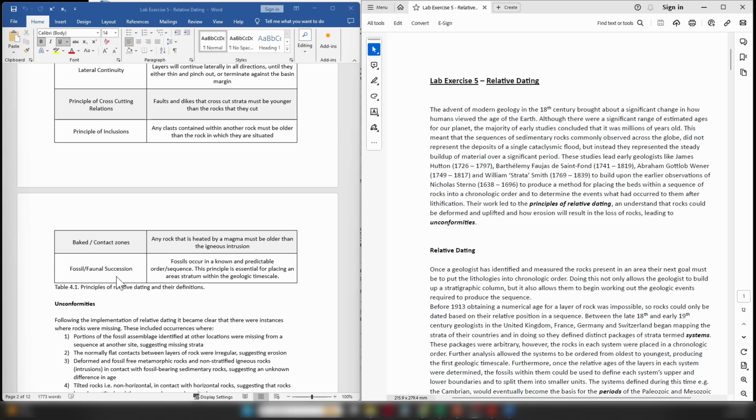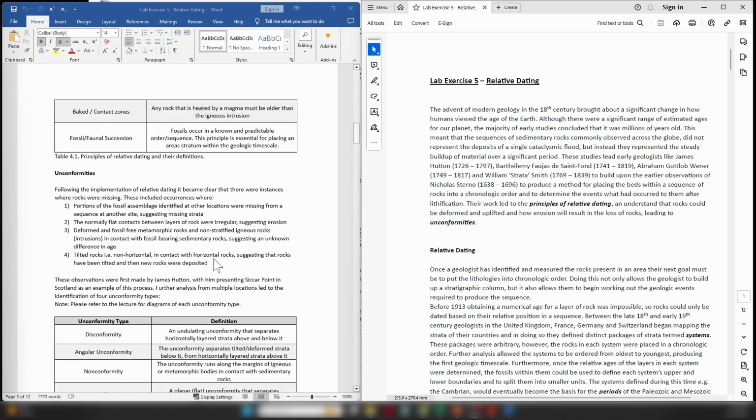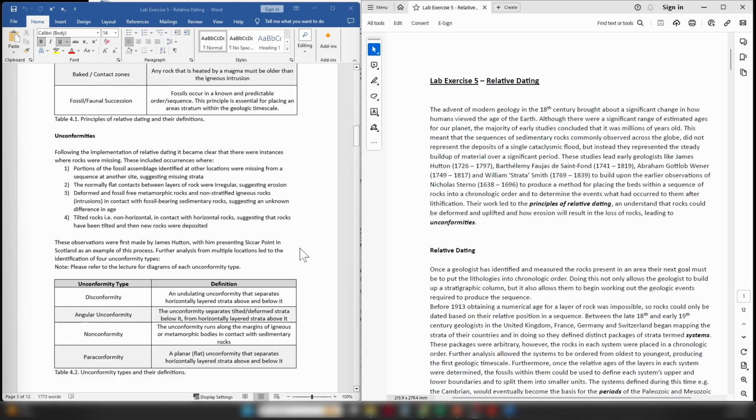And of course, never forget that fossils are the basis for the boundaries in the geologic timescale. It will be the first or last appearance of a fossil, or more than one fossil, that will allow that boundary to be located. Now, another thing that we need to think about, and was also observed by these early geologists, were unconformities.